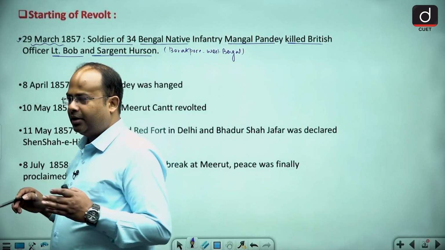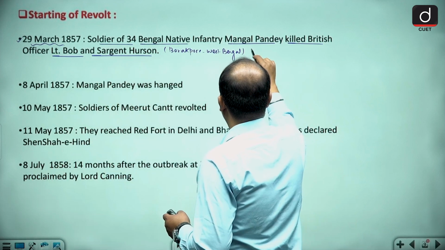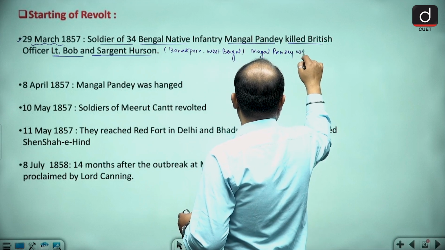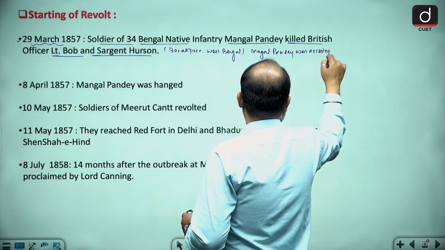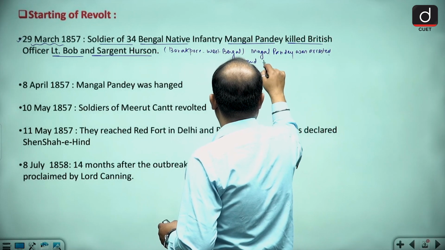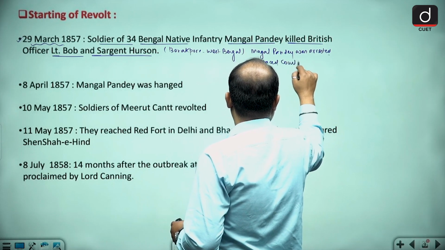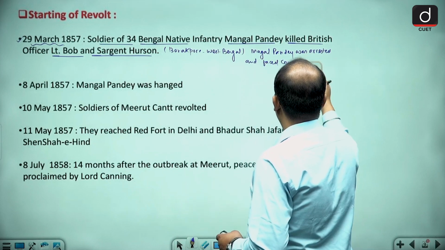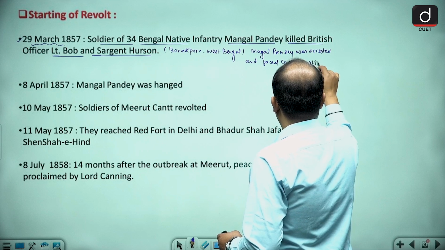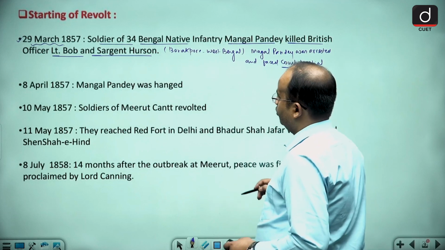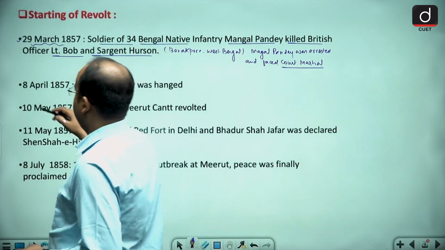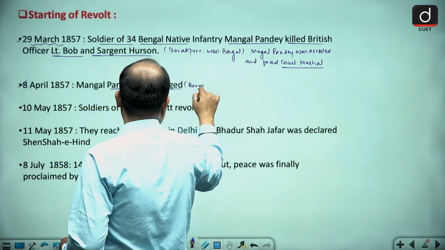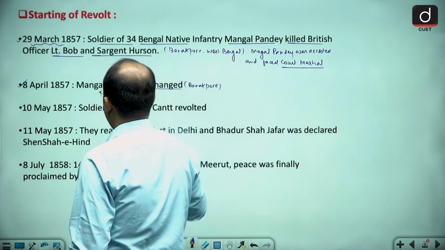Now guys, what happened when Mangal Pandey was arrested? He was arrested and faced court martial. The court martial was conducted and on 8th April 1857, Mangal Pandey was hanged in Barrackpore.